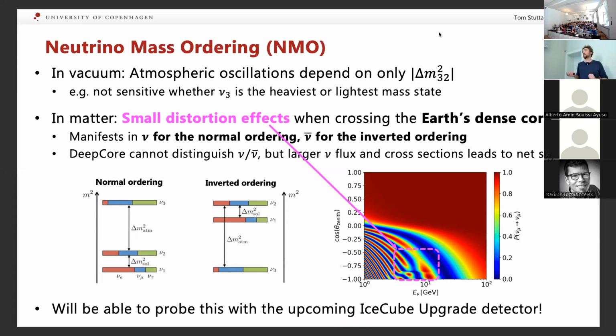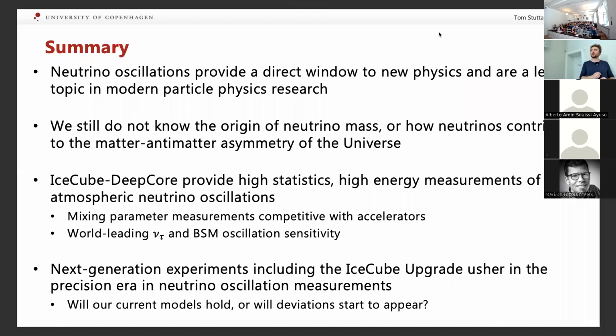But with the future IceCube Upgrade detector coming later this decade, we expect to be able to make conclusive statements about measuring this signal. I think I'm a bit over time, so I'll just leave the summary up here. But I hope I've convinced you that neutrino oscillations are a very active field of research and something that really gets to the heart of trying to understand what is next for particle physics, and really gets to the heart of some of the things we don't know about the standard model, I would say. And IceCube has a pretty powerful measurement potential in that area. Thank you.